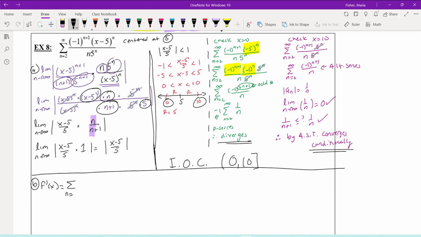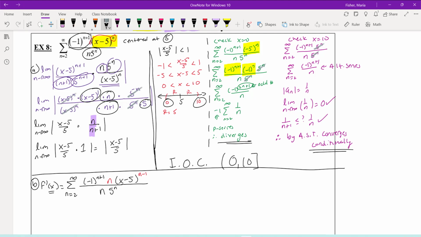So it's still the sum from n equals 2 to infinity. (-1)^(n+1) doesn't have an x. Since we're taking the derivative with respect to x, it's a constant multiplier that multiplies along. This guy here has an x, so I use that power rule. My n will go and multiply the front, and then I take my x minus 5 and I raise it to 1 less, n minus 1. And then the denominator doesn't have an x, so it's a constant multiplier which multiplies along.